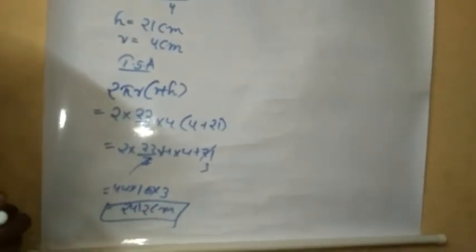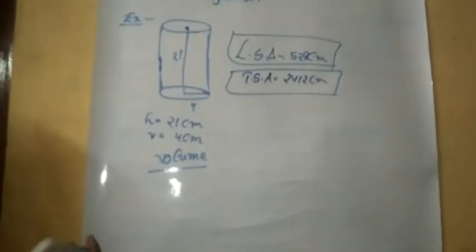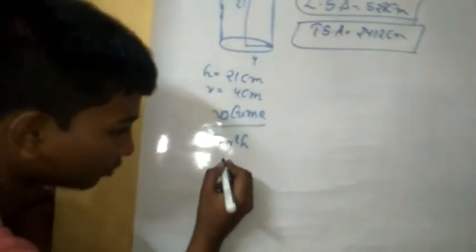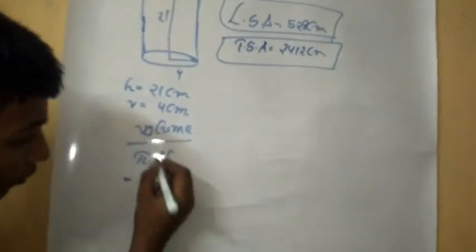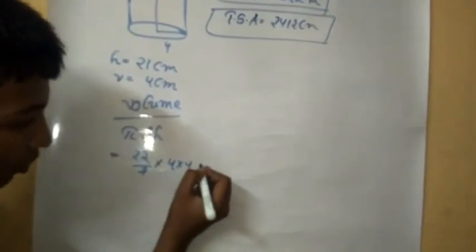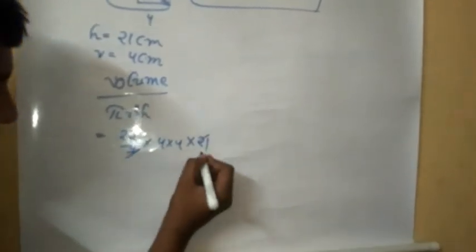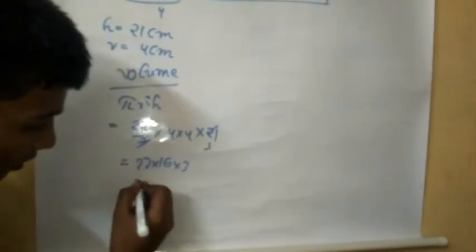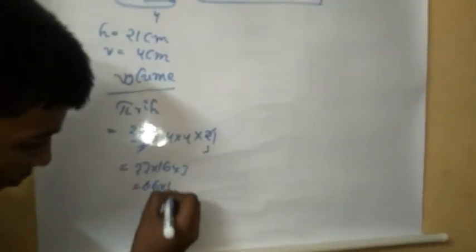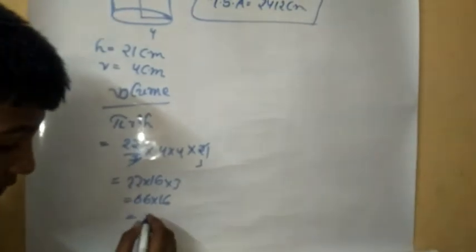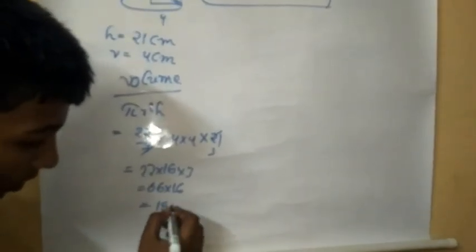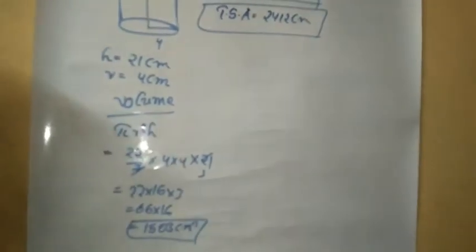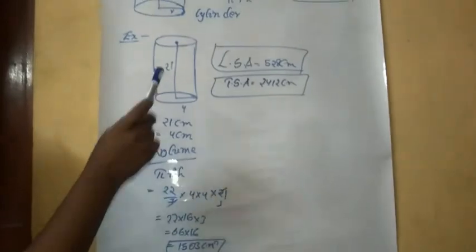So let's go to the volume. So friends, the volume of a cylinder formula is pi R square H is equals to 22 by 7, pi value, into R means 4 into 4 square into 21. 7 1s, 7 3s is equal to 22 into 16 into 3 is equal to, multiplying these both, 66 into 16 is equals to 1503 centimeter cube is the answer for this, and 1503 is the centimeter volume for this cylinder.